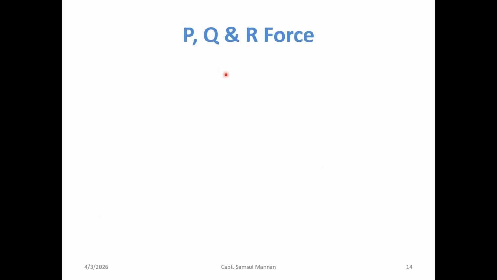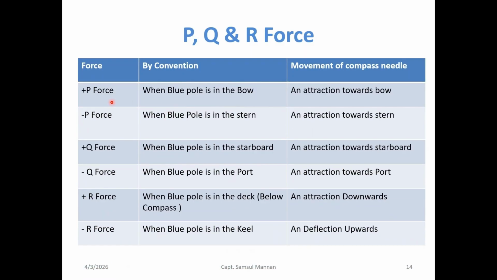So let us make a table of the effect of this PQR force. When the blue pole is in the bow, the compass needle will have an attraction towards the bow, and this type of force we call plus P force. When the blue pole is in the stern, the compass needle will have attraction towards the stern, and this type of force we call minus P force.